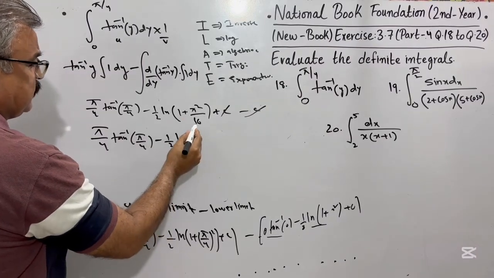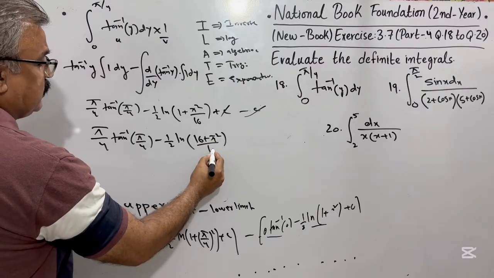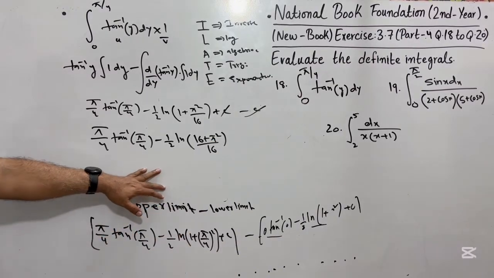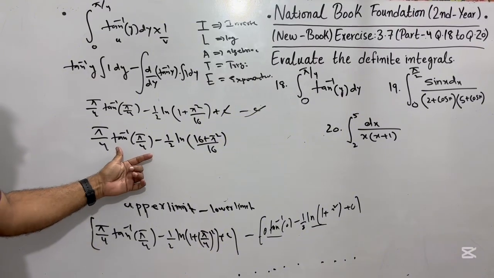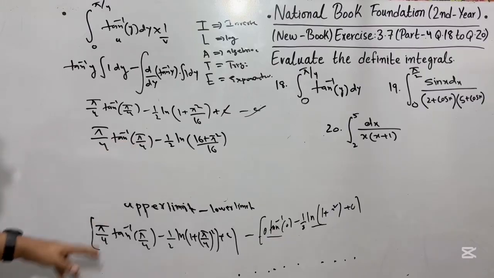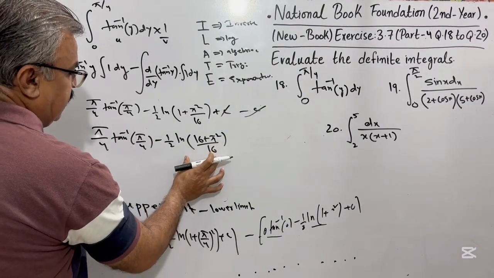But let me sort out the question. ln, taking LCM, 16 plus pi square, overall over 16, and it's our answer. It's a blind spot of this question. What they have done, you can leave it here or utilize any property of log.